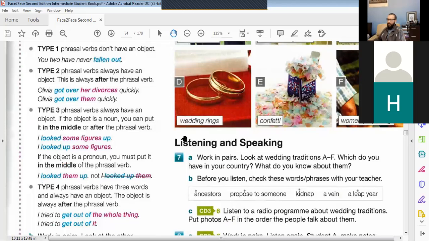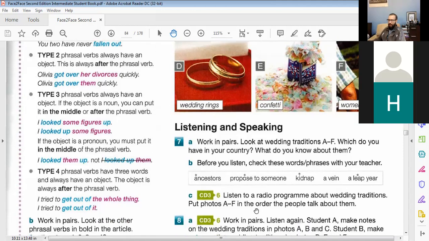Okay. So now we're going to listen to a recording from the CD, and it says here you're going to listen to a radio program, and this program is going to talk about wedding traditions. But before we listen, I think we need to check some of the words. So we have these words: ancestors, propose to someone, kidnap, a vein, a leap year. Let's take a look at these words. Ancestors, do you know what it means? Sana and Hajar, do you know what we mean when we say ancestors?